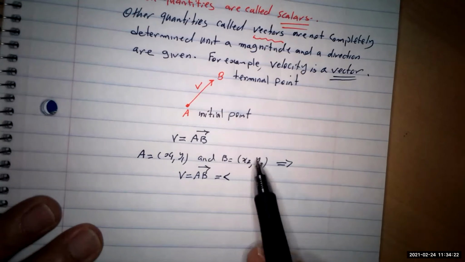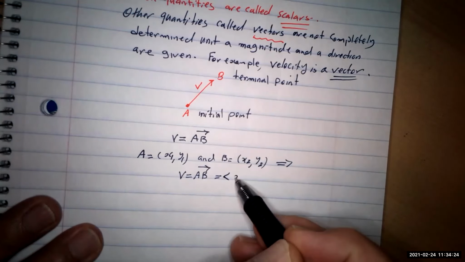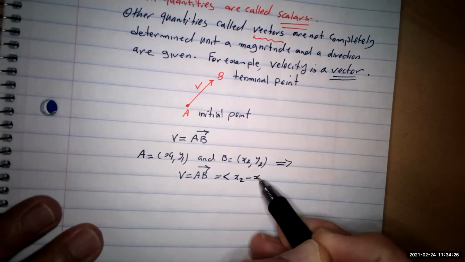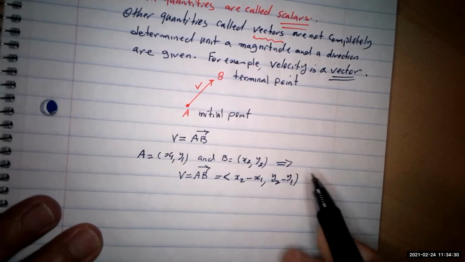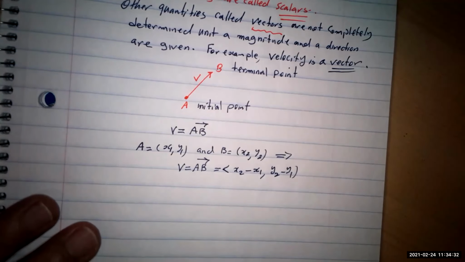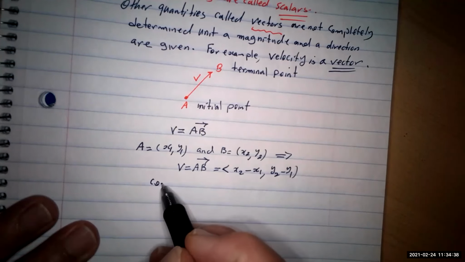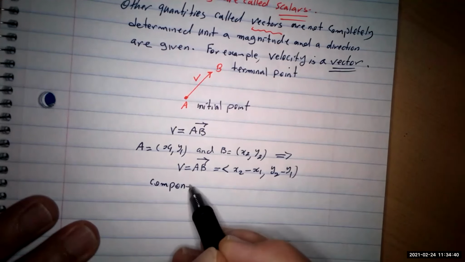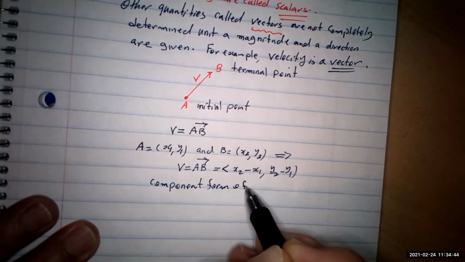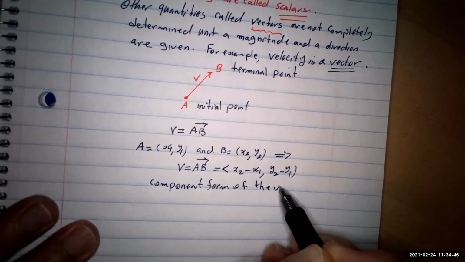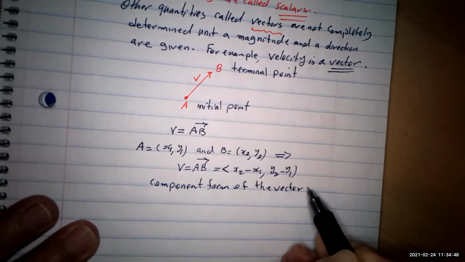So the difference between them, x2 minus x1 and y2 minus y1, is going to be called the component form of the vector V. So it's going to be the component form of the vector V.